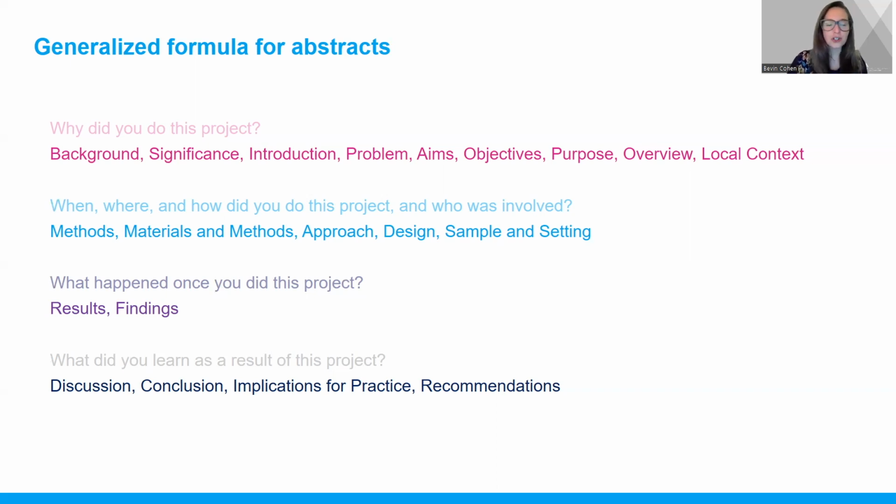In the next section, you're going to be asked to talk about the when, where, and how you did this project and who was involved. And again, sometimes you'll get one overall subheading, such as methods, but sometimes they'll be broken down even further, such as material and methods, design, sample and setting, and you'll be asked to break out each of those concepts separately.